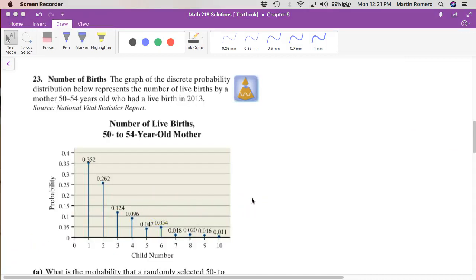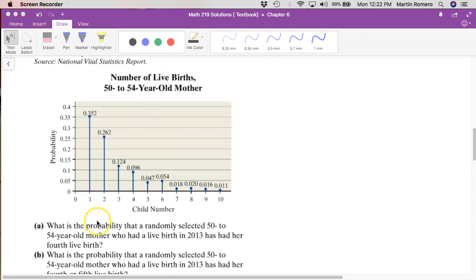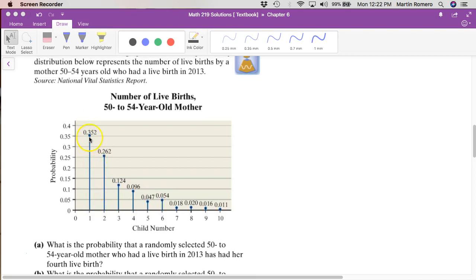Problem number 23 from Chapter 6.1, written textbook homework. Here's a graph of a discrete probability distribution. It represents the number of live births by a mother 50 to 54 years old who had a live birth in 2013. What this would represent is that 35% of the women who had babies who were 50 to 54, that was their first child.